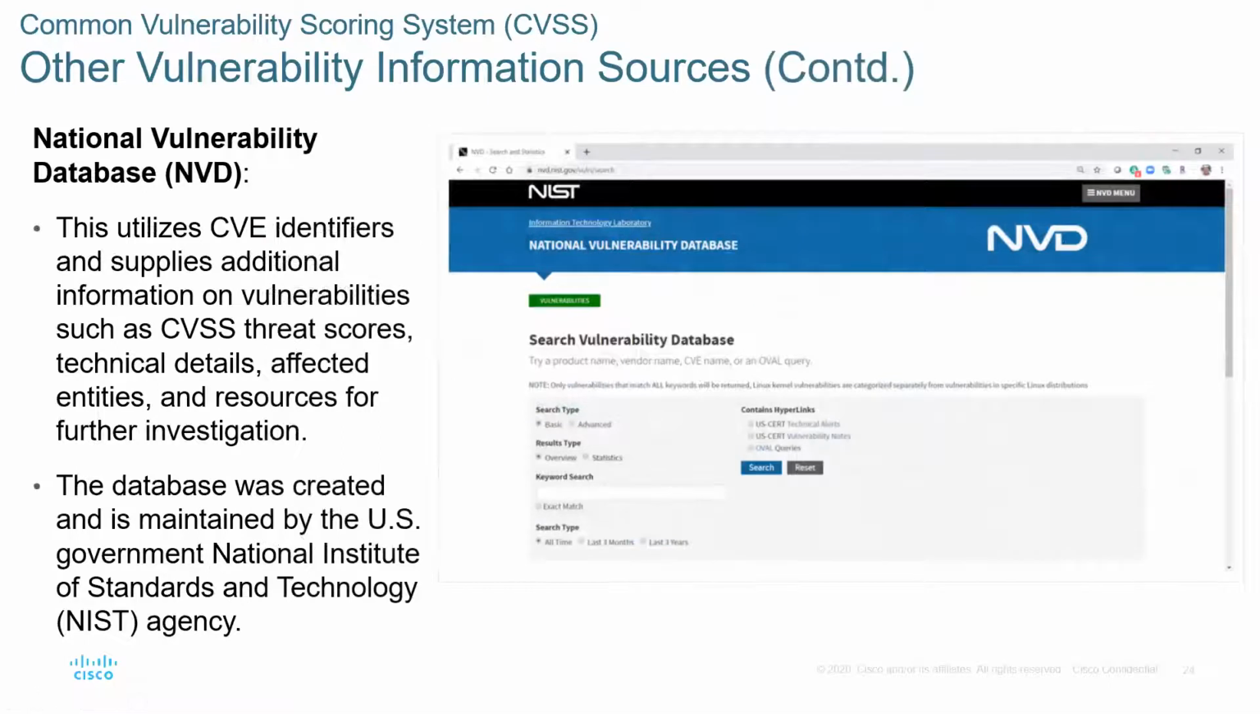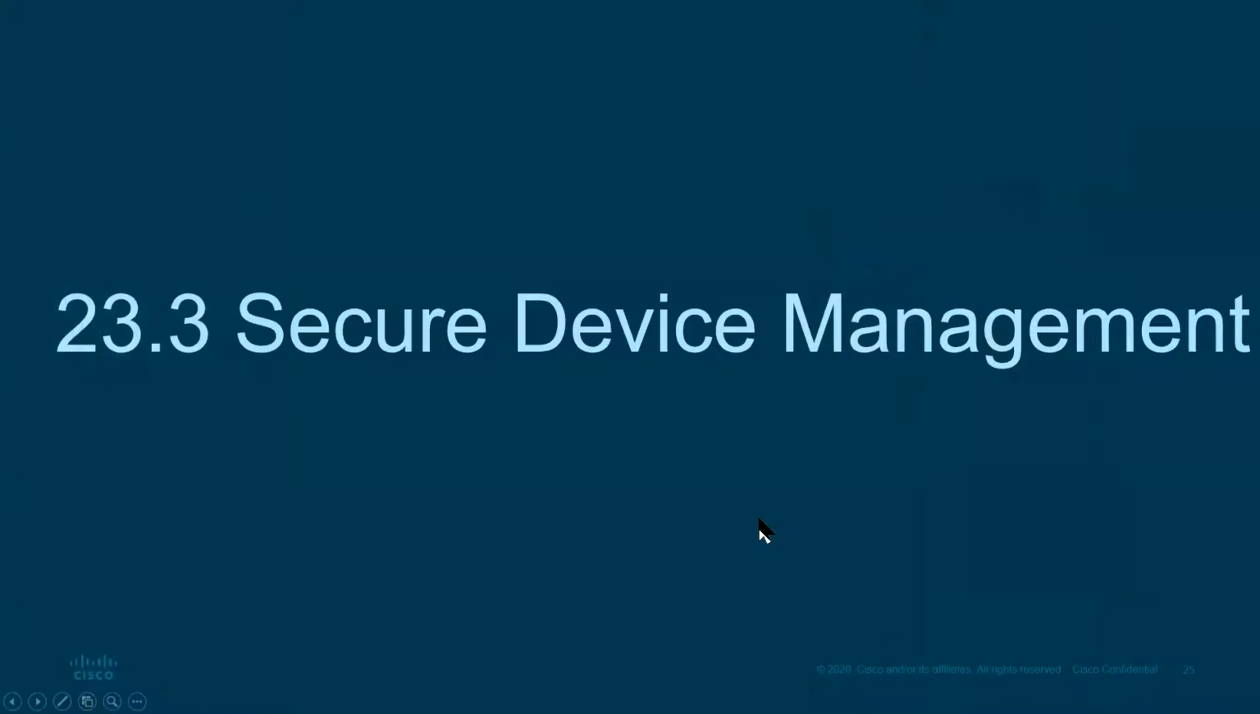You also have the National Vulnerability Database, or NVD. This is going to utilize those CVE identifiers and supply additional information about that vulnerability, such as the CVSS threat scores, technical details, some affected entities, and resources for further investigation. The database was created and maintained by the United States National Institute of Standards and Technology, or NIST.